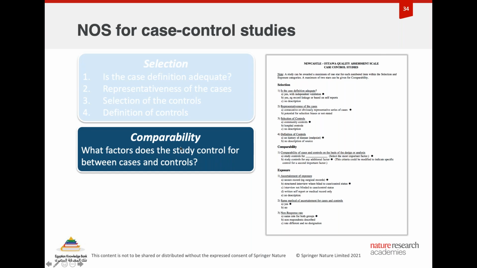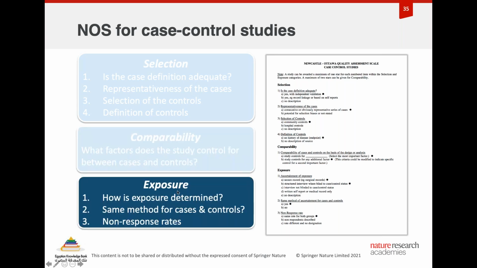So how do the factors compare for the study? Did they control for the differences between cases and the control groups? And finally, exposures. How were the exposures determined? Is it the same method for both the cases and the controls? And what about non-responsive rates?